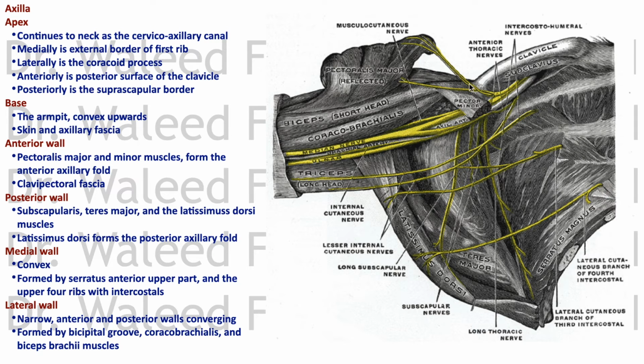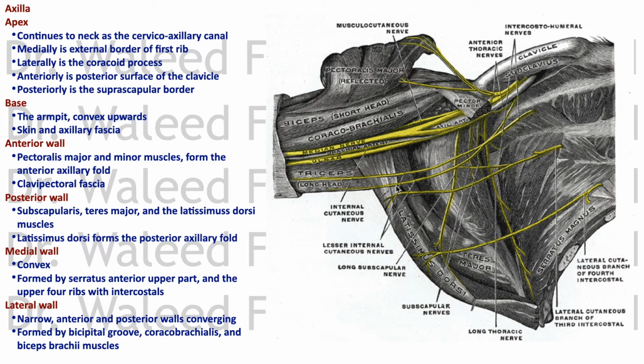The boundaries of this canal: medially by the external border of the first rib, laterally by the coracoid process, anteriorly by the posterior surface of the clavicle, posteriorly by the superior border of the scapula. The base is the armpit. It's convex because of the tension of the axillary ligament, the suspensory ligament of the axilla, the continuation of the clavipectoral fascia, and the base is formed of skin and axillary fascia.